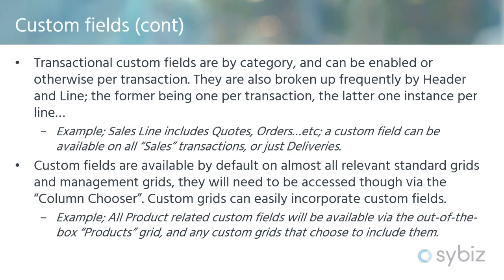Transactional custom fields are by category. And what I mean by this is they can be enabled per transaction. So you might have, for example, the sales line type of custom field. You might have one that applies to every sales transaction, so no worries. But you might have one that's only pertinent to a delivery. It's only relevant to deliveries, nothing else. It might be like a tracking number, for example. So we can just have it so that custom field only appears on deliveries and nowhere else.